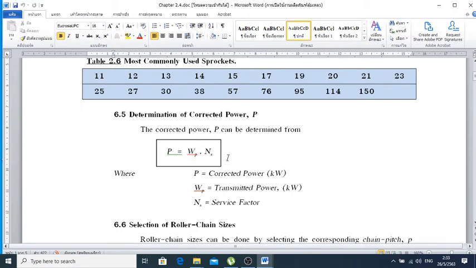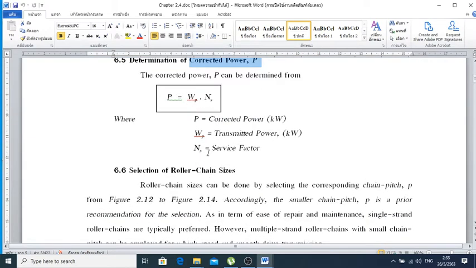And then the next step is the calculation for the collection power. The power is going to be W sub P times N sub S. N sub S you have determined already. Okay, so that's why we have the P term there.